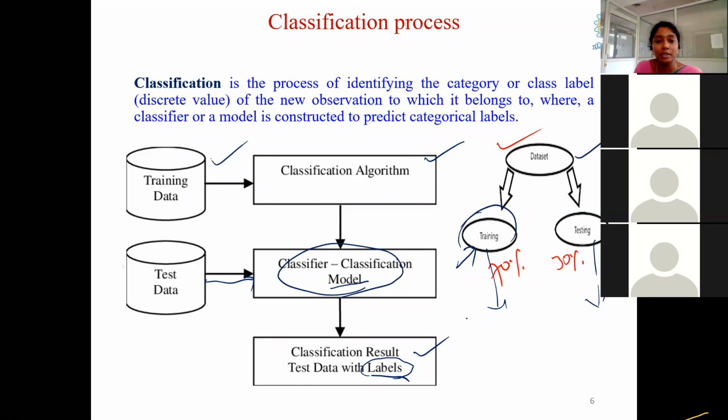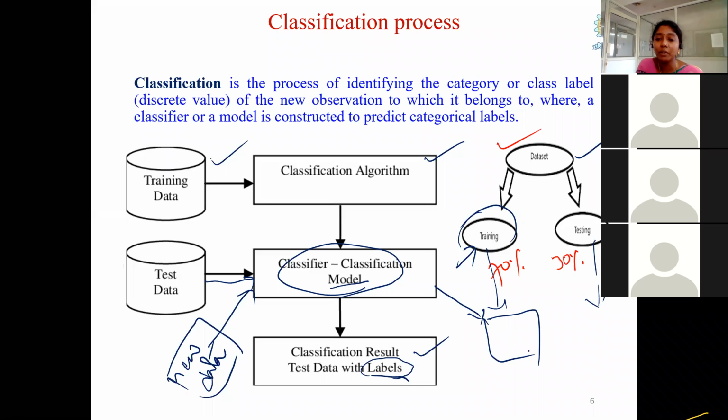If the model's accuracy is good, what can I do? I can submit the new data to the classifier and it is able to give results. But there is no way to check whether the results are accurate or not, because these are really unknown observations, the real-time observations. So it generates some labels.